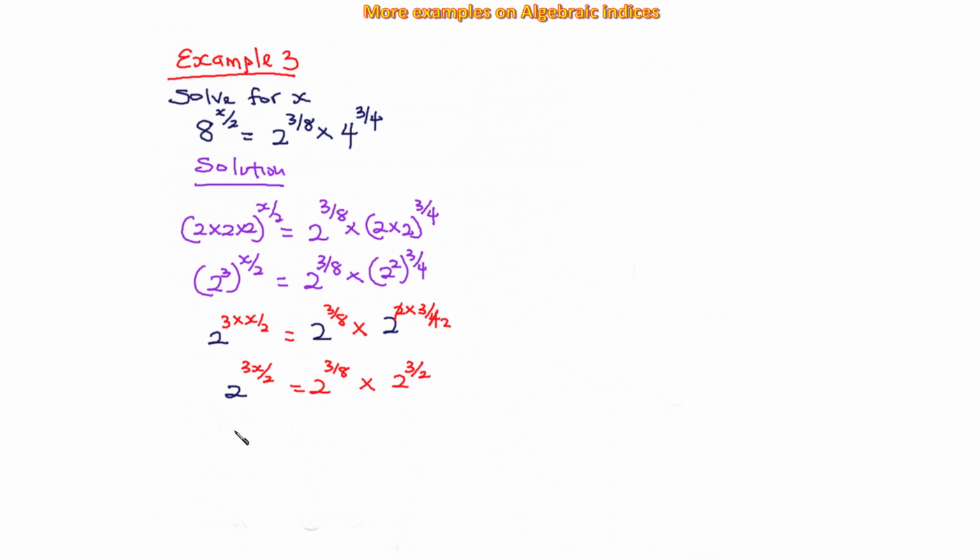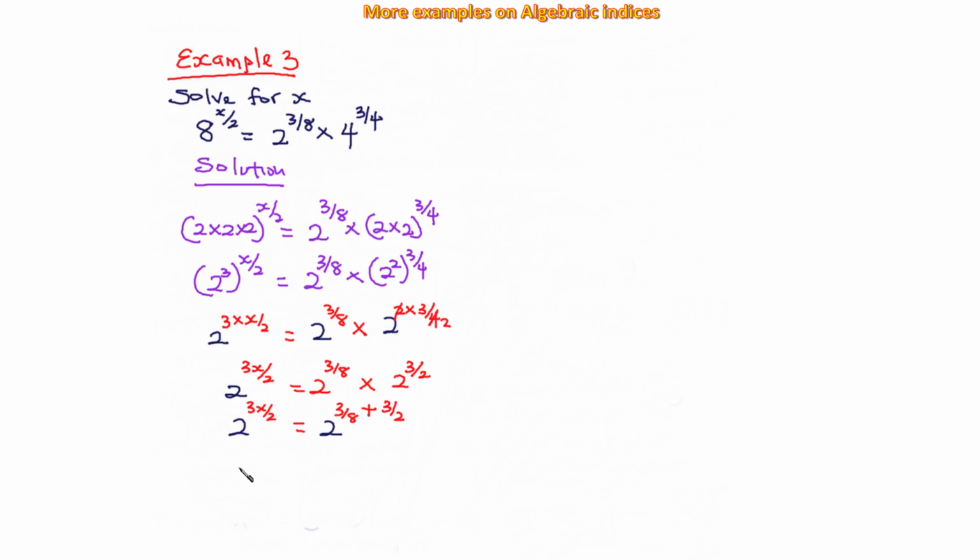Now, looking at the value here, let's continue what you have to do. You have 2 raised to power 3x over 2 is equal to 2 raised to power. Now, here you have the bases to be the same, 2 and 2. Now, law of indices, law of multiplication, the indices will be added. Then here you have your what? 3 over 8 plus 3 over 2.